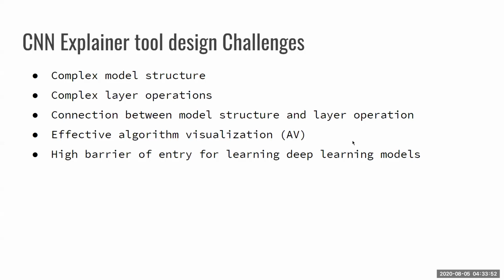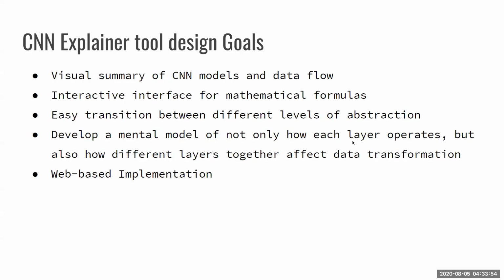So based on the challenges, these were the goals set for the CNN Explainer tool. So to tackle with the first challenge, the aim was to create a visual summary of a CNN model. So it can visualize all their outputs and connections in one view, which could help users to visually track how input image data are transformed to final class predictions through a series of layer operations.